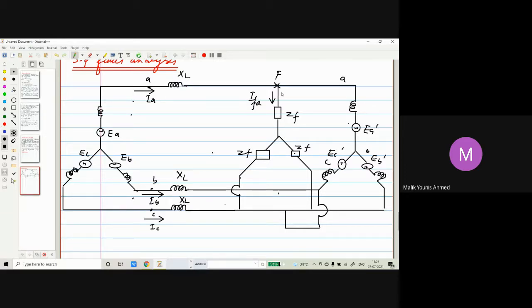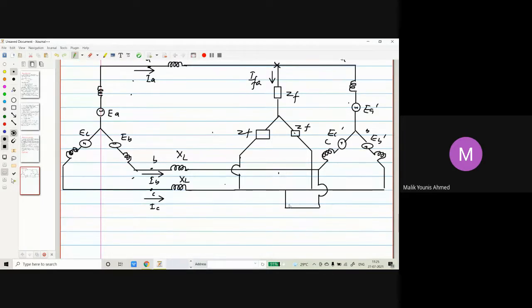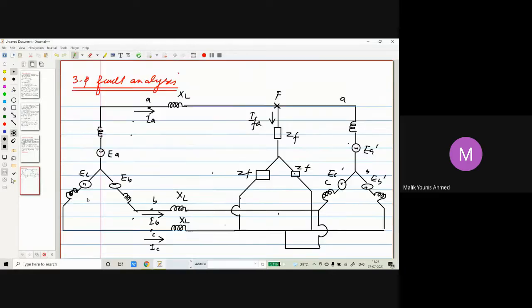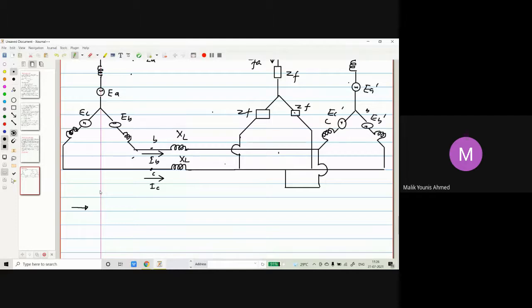Then the fault occurs here at point F. It's connected to ground, and connected to phase C. This is connected again to both the phases, and this is connected to the C phase. So it's a three-phase fault where all the three lines are involved. So this is the circuit at the time of the three-phase fault. When the fault occurs, the circuit will look like this.